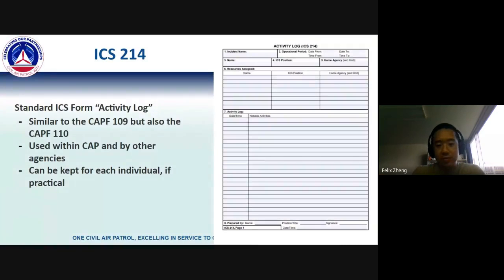So it is similar to the CAP Form 109, but also the CAP Form 110. It's used within CAP and by other agencies and can be kept for each individual. As a communications unit leader, in a different situation, when I'm wearing a different hat, I will actually keep one of these for my unit. So I can have every resource or every person assigned to the comms unit listed under the names. But if I'm just going out on a ground team, I can also keep one of these logs just so that I can note notable events. Logs are never a bad idea.